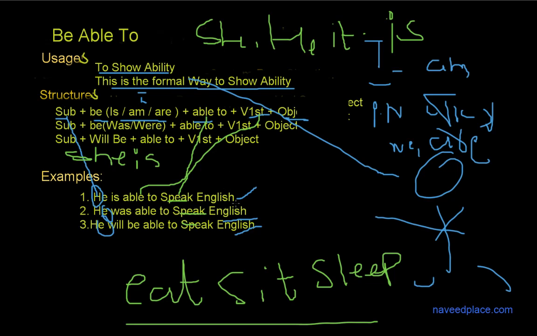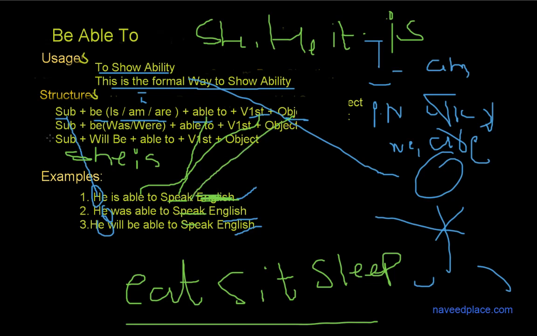Then we have the object. The object is the meaning of the sentence. If I say he is able to speak, and I don't use the object, English, do you think you will get the meaning of this sentence? No, you won't, because the object is missing. He is able to speak Punjabi, he is able to speak English, he is able to speak Urdu. So the object is very important.